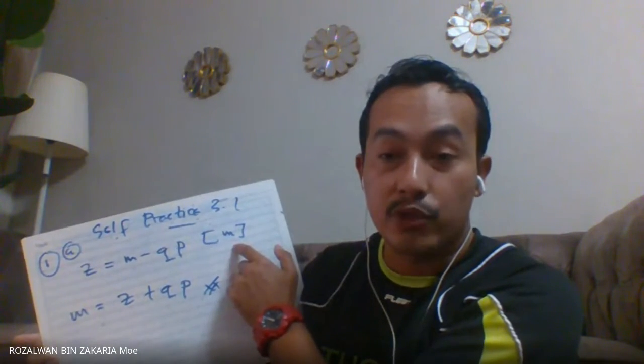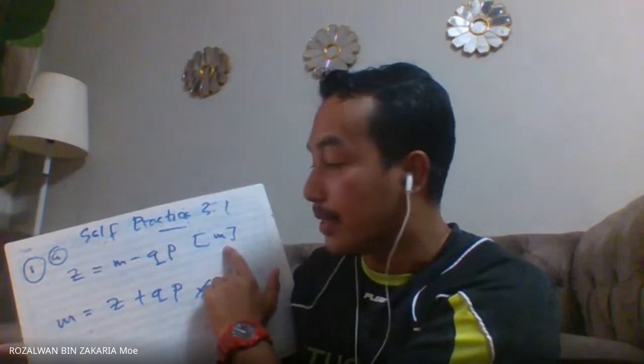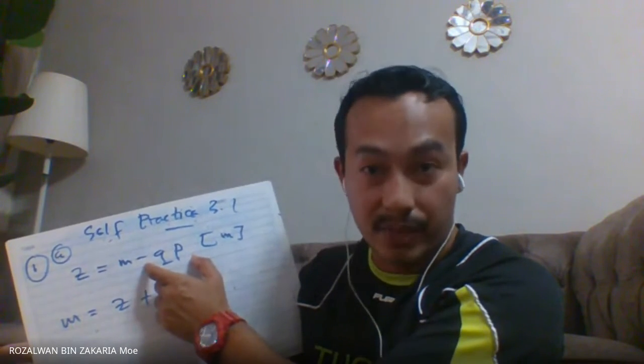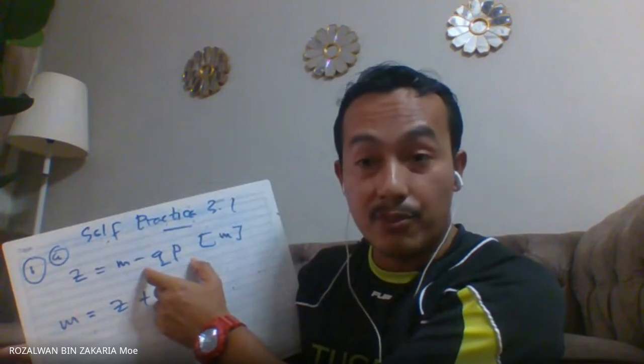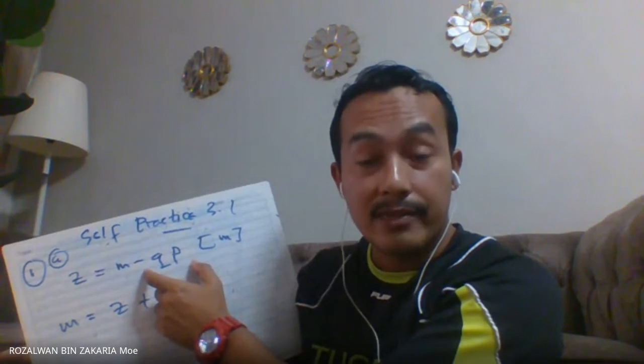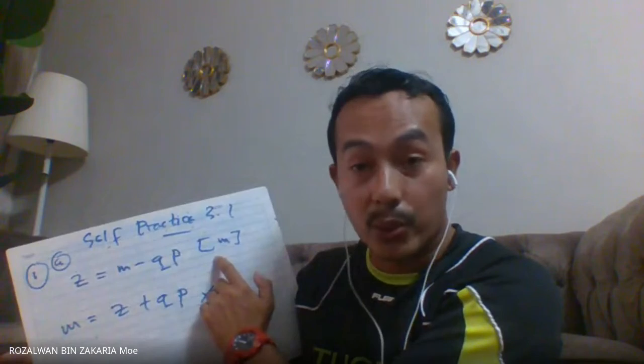That means we need to change the subject from Z to become M as the subject. So look, M is here. We have M minus QP, so we want to cancel this minus QP here. How to cancel this minus QP? Minus QP, you need to plus with the plus QP. So minus QP plus QP equal to 0.